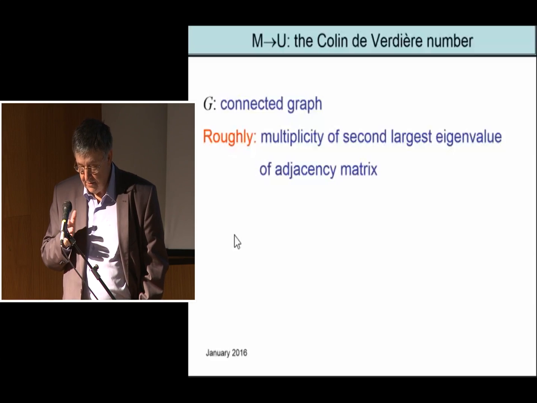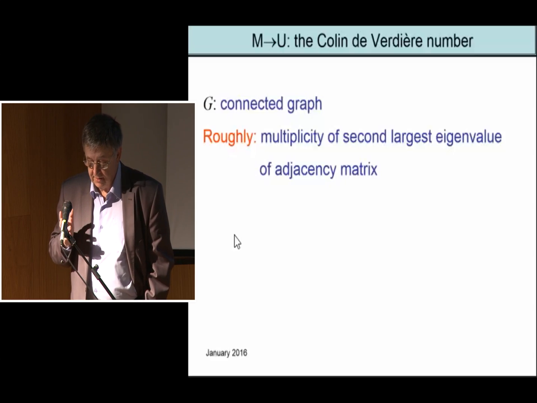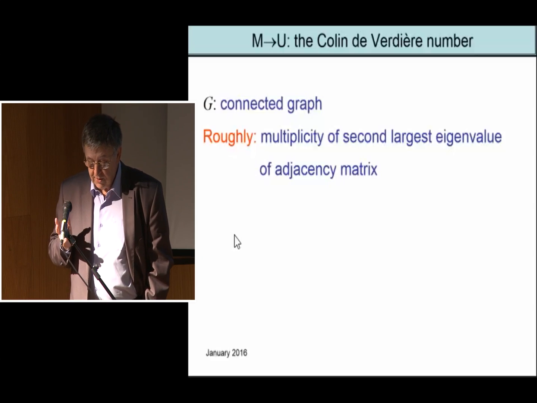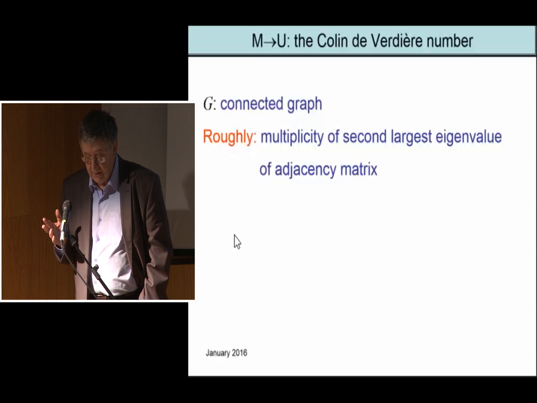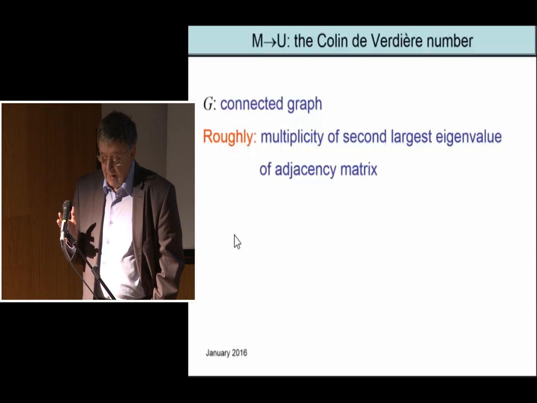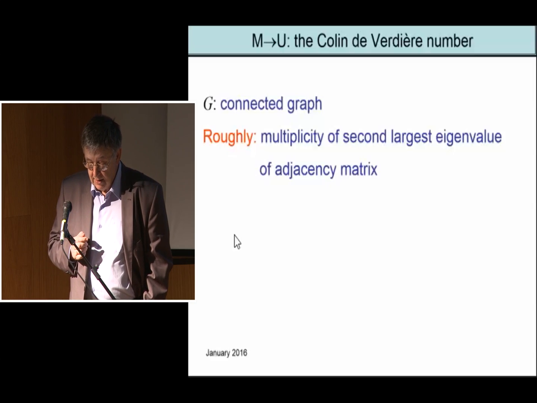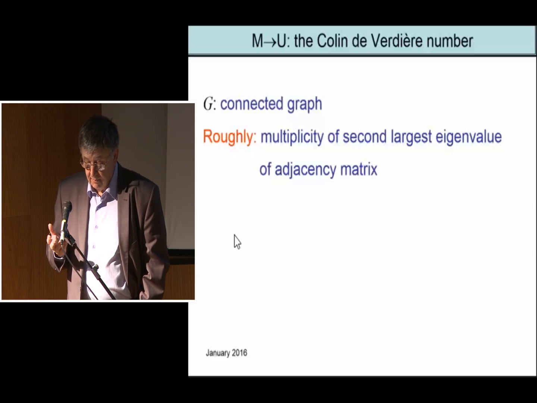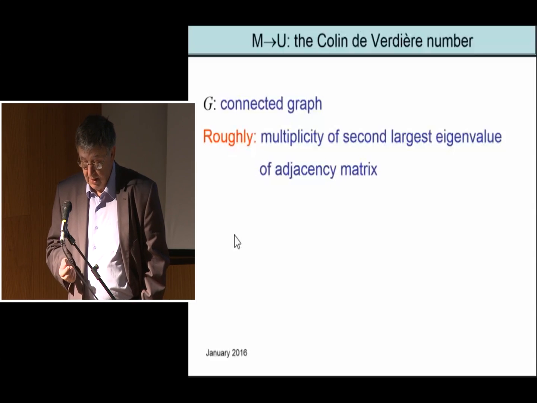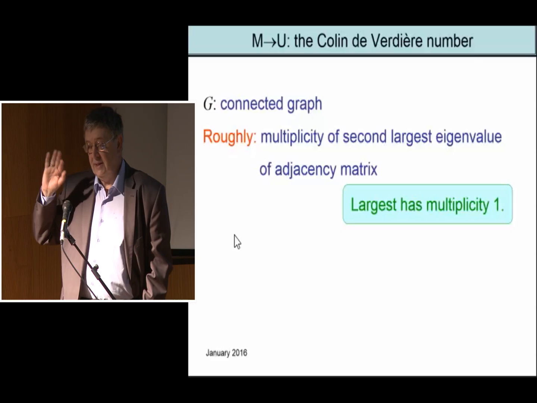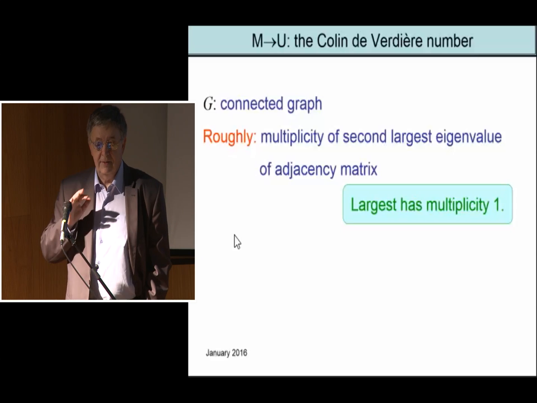Another, Colin de Verdière started to look at what I call now really good G matrices. Another way of looking at it is that you have a connected graph, and you look at the usual adjacency matrix, and you are interested in the multiplicity of the second largest. The largest eigenvalue has multiplicity 1, so what happens to the second largest? This is now, in terms of the adjacency matrix, now the Laplacian.